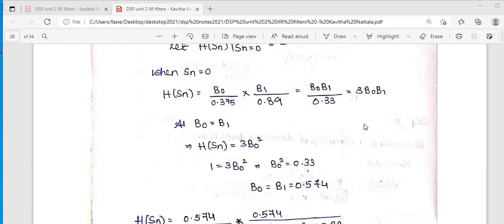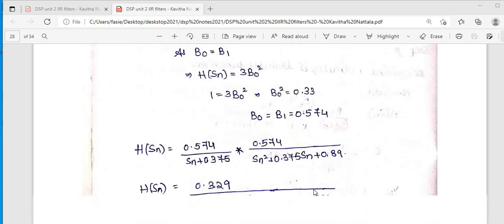So suppose for example, B0 is equal to B1. Both are equal. What can I write? S of n is 3 into B0 B1, B0 squared. H of s is always 1. B0 value we obtain by substituting this value. So wherever B0 and B1 are there, we can substitute this given parameter. So till now we obtained h of Sn.